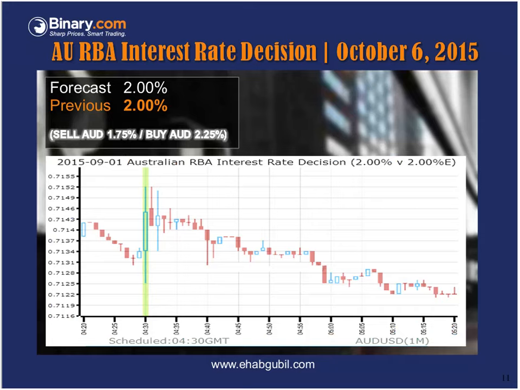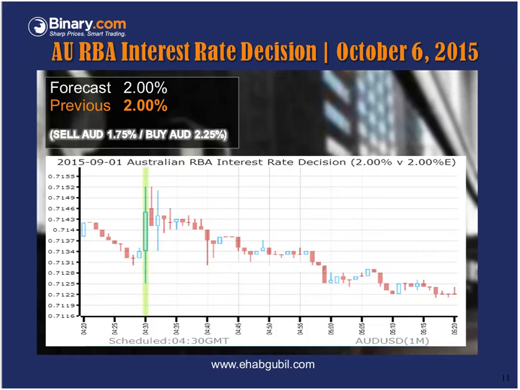Australia RBA interest rate decision will be released on October 6th at 4:30 AM London time. It's expected in Australia to keep rates unchanged, especially considering recent news out of both China and US, especially the non-farm payroll report last week, have shown that there are no danger keeping policy the same. It's forecasted at 2%, previously the same 2%.